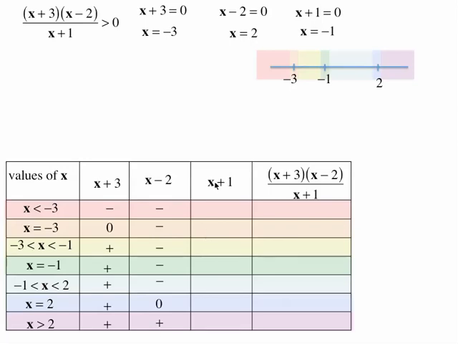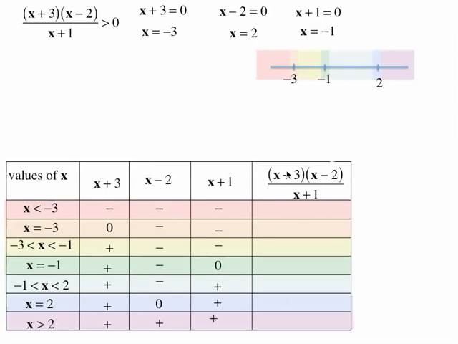All right, now for x + 1, when x is less than negative 3, for example, negative 4 plus 1 is negative 3, which is negative. When x is equal to negative 3, the expression becomes negative 2, which is negative. When x is between negative 3 and negative 1, for example, negative 2 plus 1 is negative 1, which is negative. When x is equal to negative 1, negative 1 plus 1 is 0, so the expression is 0. When x is between negative 1 and 2, for example, when x is 0, 0 plus 1 is 1, which is positive. When x is equal to 2, 2 plus 1 is 3, which is positive. When x is greater than 2, like 5, for example, 5 plus 1 is 6, which is positive.